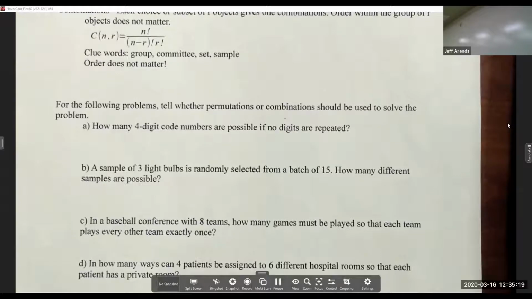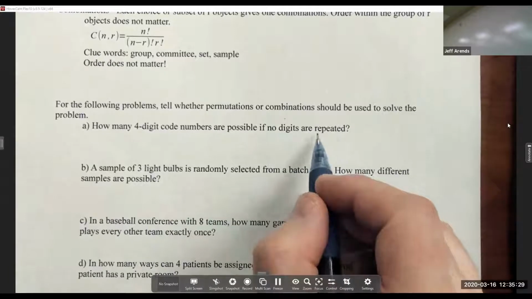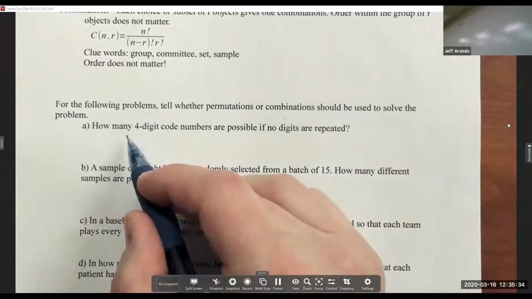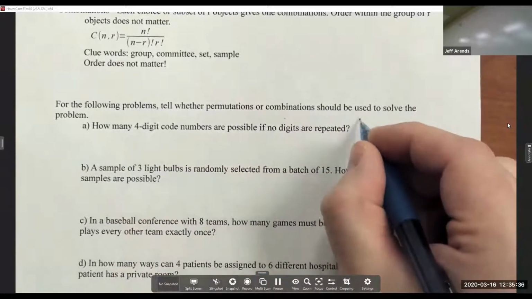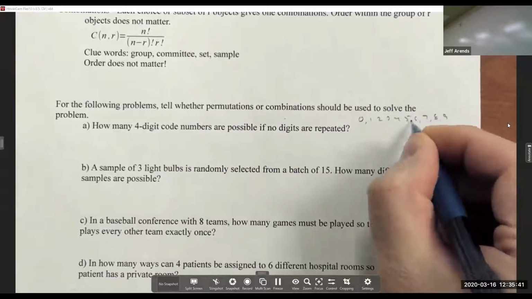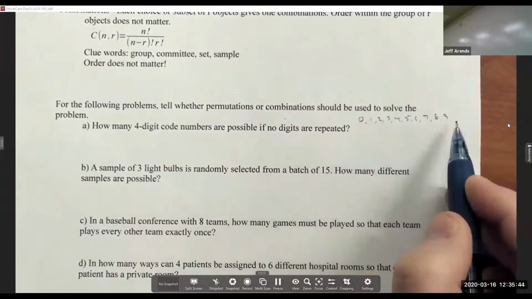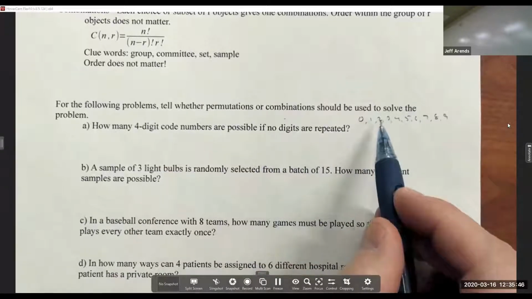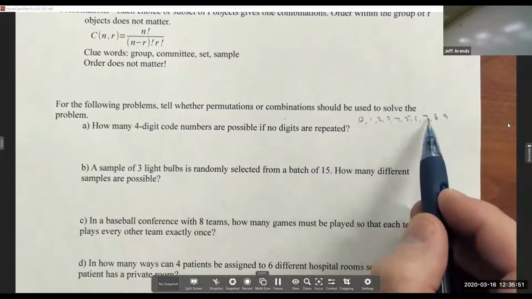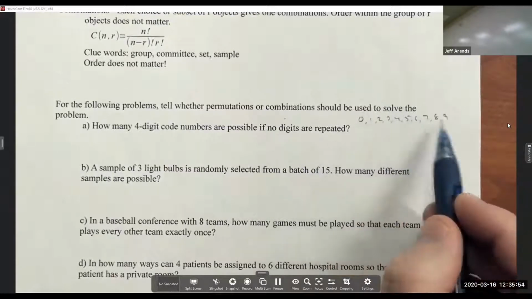How many 4-digit numbers are possible if no digits are repeated? So we're saying no digits are repeated, which means we're taking the digits. Just a quick reminder, there are 10 digits: 0, 1, 2, 3, 4, 5, 6, 7, 8, 9. If no digits are repeated, then basically we're taking 4 of these digits. You're not going to have a 7 and a 7 again. So we're just picking 4 of the digits.